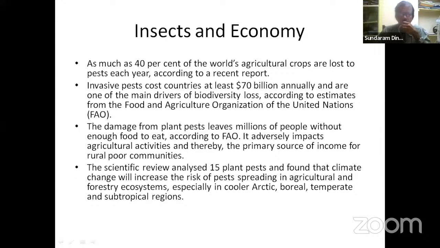Not only that, a scientific review analyzed 15 plant pests and found that climate change will increase the risk of pest spreading in agriculture. I'll come to that matter after some time, because climate change also plays a vital role in crop production and the economy. So this is a very short introduction about how insects are either beneficial or harmful to the economy.